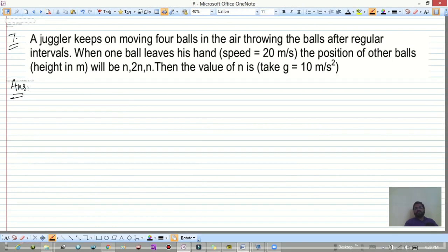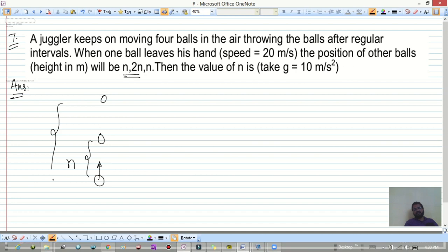Next, in the 7th question, a juggler keeps on moving 4 balls in the air, throwing balls after regular intervals. When one ball leaves his hand, speed is given as 20 meter per second. The positions of the other balls will be given, then the value of n. Okay, so when one ball leaves his hand, the other balls' positions are given. One is at n, the other one is at 2n, and the third one is at n only. So we want the value of n.